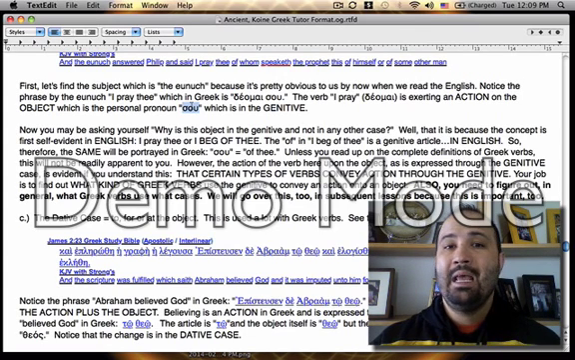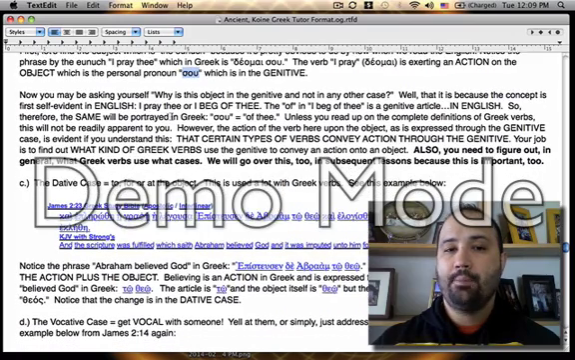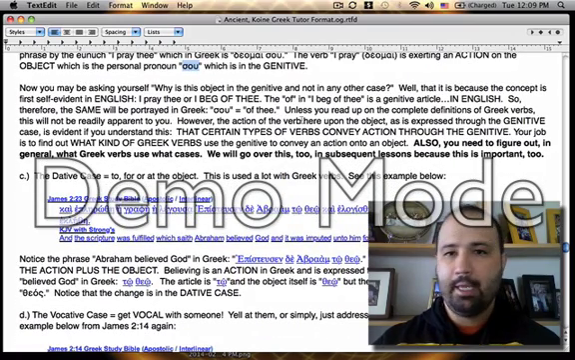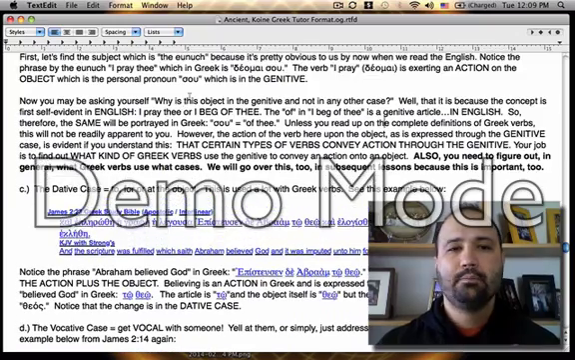This right here is si, which is nominative, okay? But because we're dealing with the genitive, it has to be su, all right? Now, you may be asking yourself, why is this object in the genitive and not in other cases, all right? Well, that is because the concept is first self-evident in English. I pray or beg of thee. I beg of thee. See that?